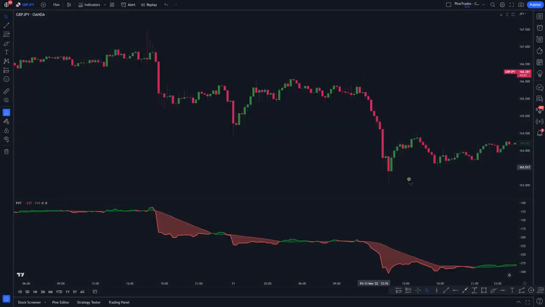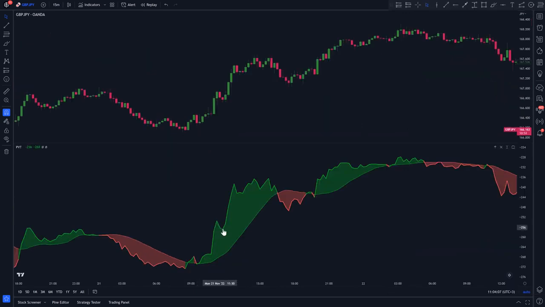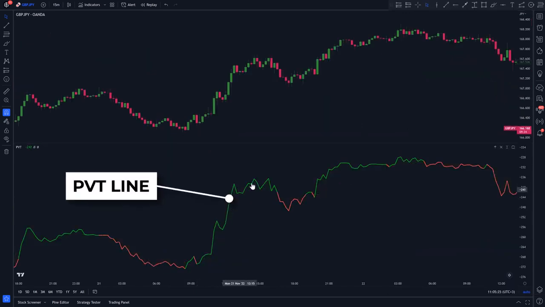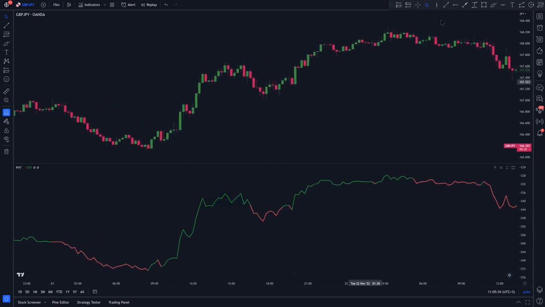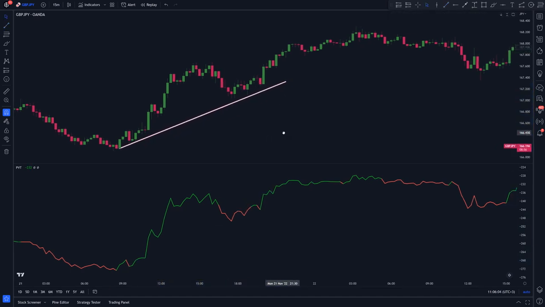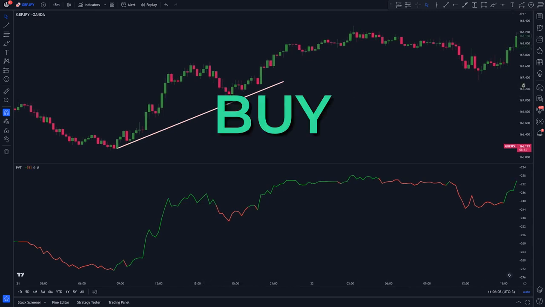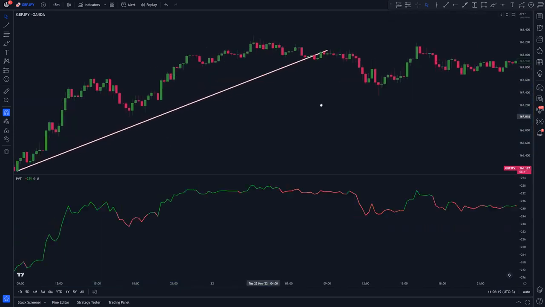Now, this indicator is made up of several different components. This thick line that you see right here, this one is called the PVT line, and it's the main feature of this indicator. When it rises or is moving upwards like this, it indicates that the buying pressure of a particular trading asset is higher than the selling pressure. In terms of money flow, this basically means that the majority of the money flowing into this asset is used to buy the asset instead of short selling it, causing the price to trend upwards.